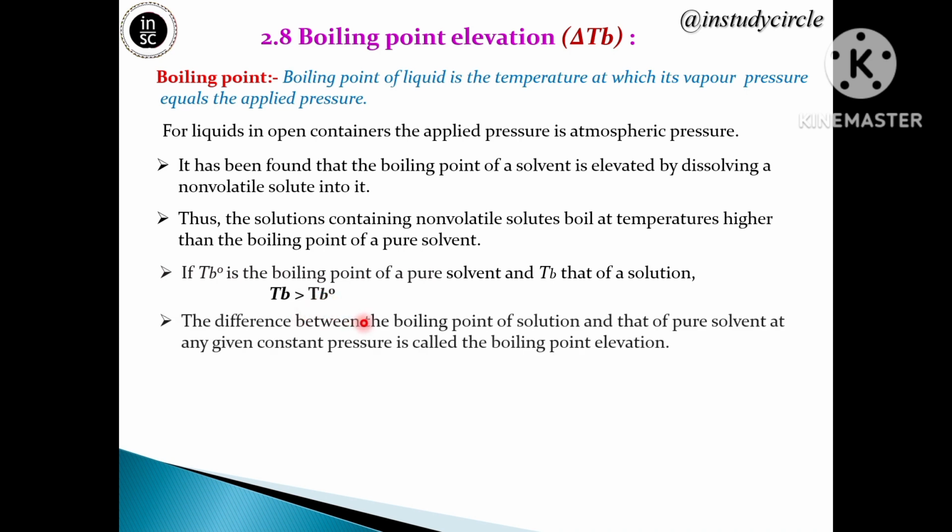The difference between the boiling point of the solution containing a non-volatile solute and that of the pure solvent at any given constant pressure is called boiling point elevation, which is given by the equation delta Tb, the boiling point elevation, is equal to Tb minus Tb naught. Tb is the boiling point of the solution containing the non-volatile solute, and Tb naught is the boiling point of the pure solvent.